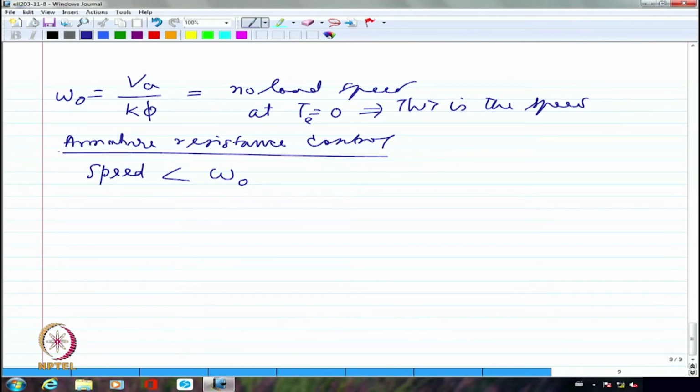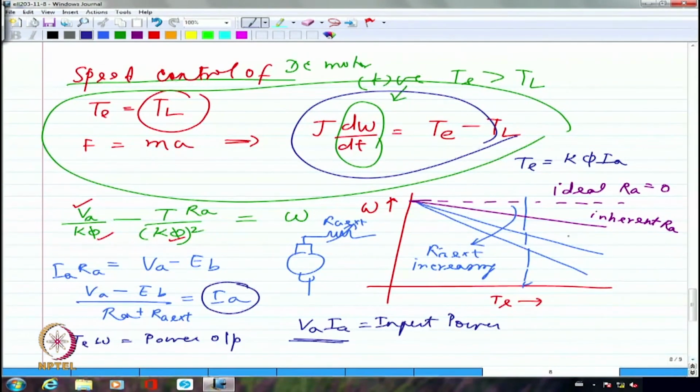I can't do anything. If VA by K phi is set in stone, I will only be able to reduce the speed further and further. I cannot go beyond rated speed. Please remember what we have drawn as the characteristics. It is only coming below. It cannot go above. It has to always lie below VA by K phi. It cannot go above. Right?